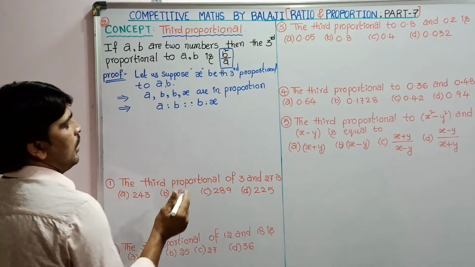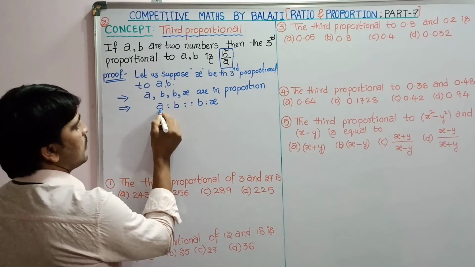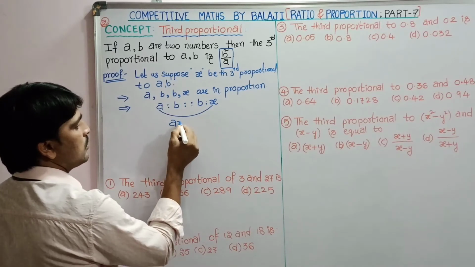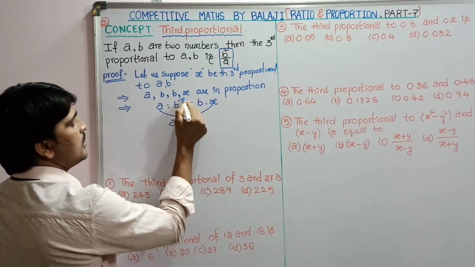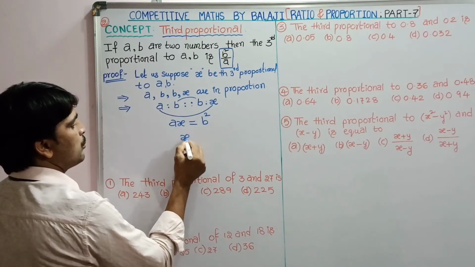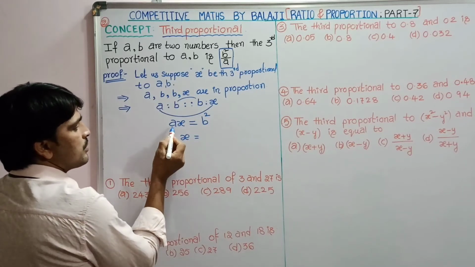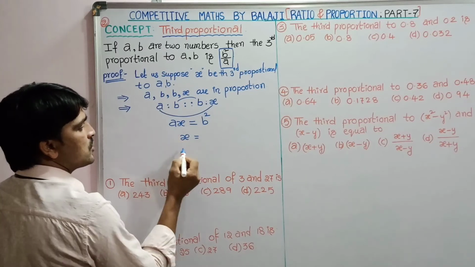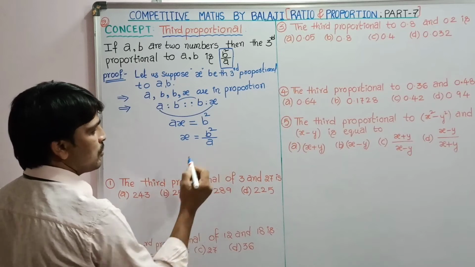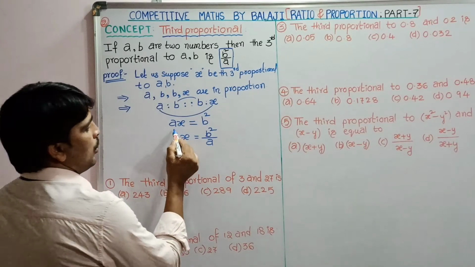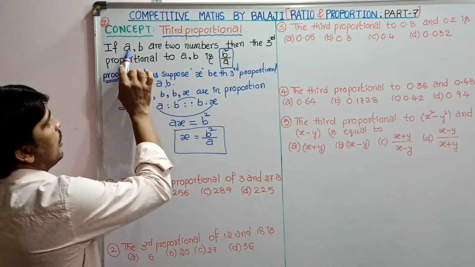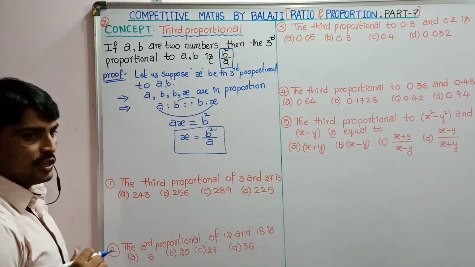And we know that if four terms are in proportion, then the product of extremes a into x equals the product of means b into b, that is b square. We have to find x. Transfer the coefficient of x, a, from LHS to RHS. It becomes a division, that is b square by a. So b square by a is the third proportional to a and b. Let us see example problems.